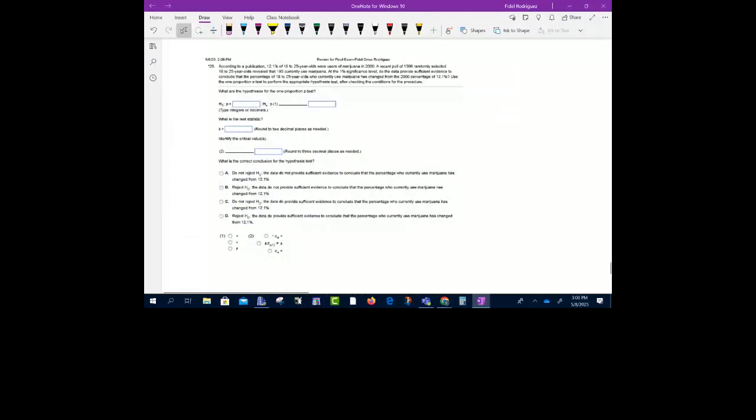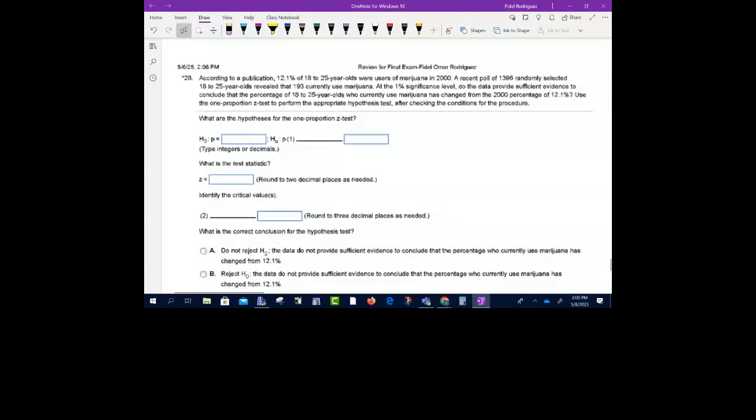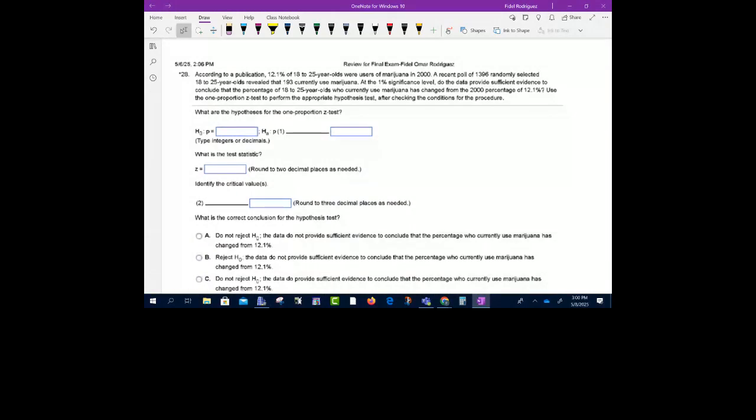Okay, so y'all, last question. Don't be sad, because this is the last problem I'm going to teach you in this class. Let's take a look-see here. Number 28, it says, according to a publication, 12.1% of 18 to 25-year-olds were users of marijuana in the year 2000. Okay, let's take a look. Before you guys were even born.